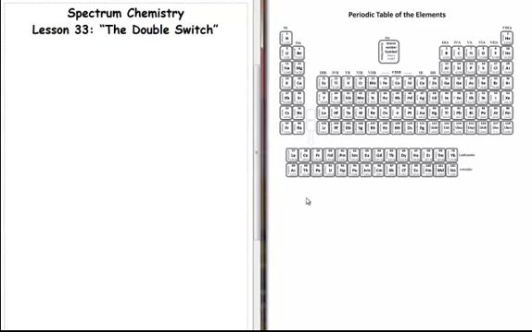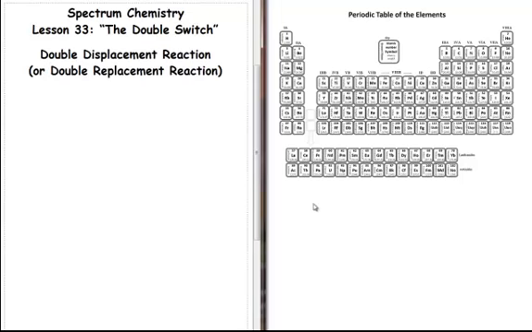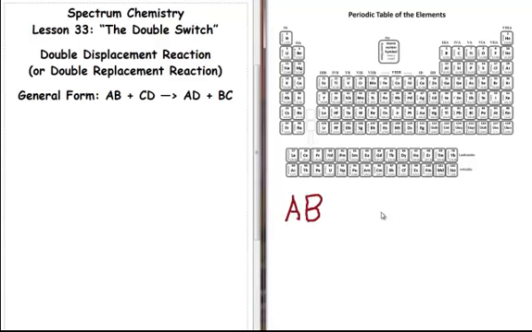This video covers Lesson 33 from Spectrum Chemistry titled The Double Switch. It discusses the double displacement reaction, also known as the double replacement reaction. Here's the general form. Here we have a compound containing substances A and B plus a compound containing substances C and D. These are both reactants.